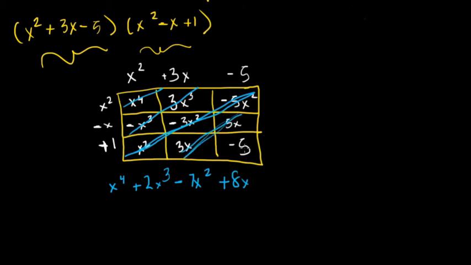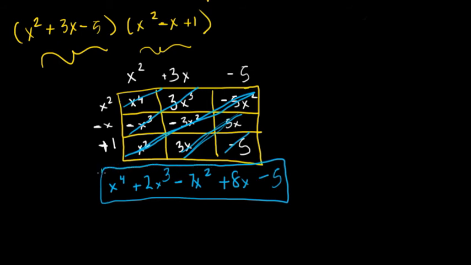Let's just go ahead and get my last constant term, which is 5 left. Cross it out because I bring it down here. So overall, I have x to the 4th plus 2x cubed minus 7x squared plus 8x minus 5. And this here is the product of these two trinomials up above here. Now, as you can see, this method is a lot neater than this method up here.